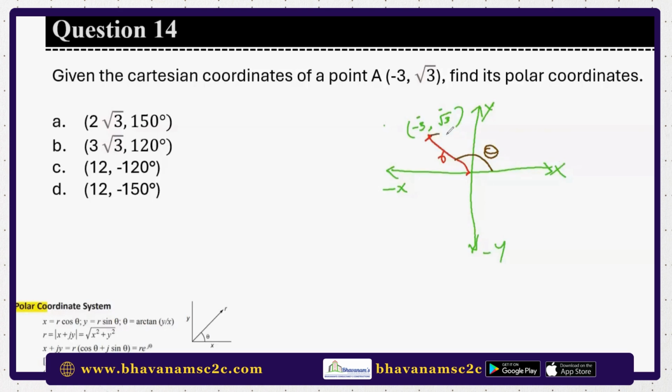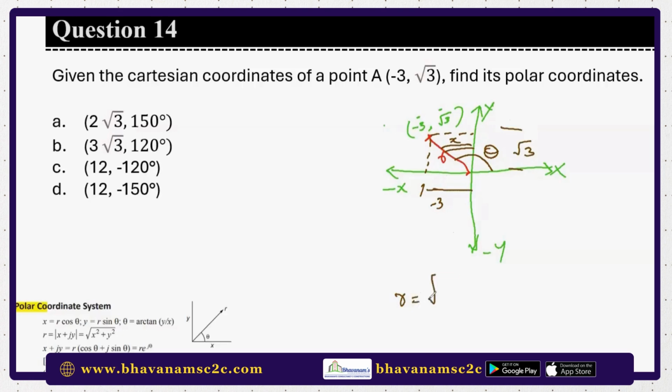Now we're going to calculate the value of r and the value of theta. Let us assume the angle between the negative x-axis and the point is x, and the overall angle is theta. What we have to calculate is theta. First, the value of r. What are the coordinates? -3 and √3. This is -3 and this is √3. And this is the hypotenuse.